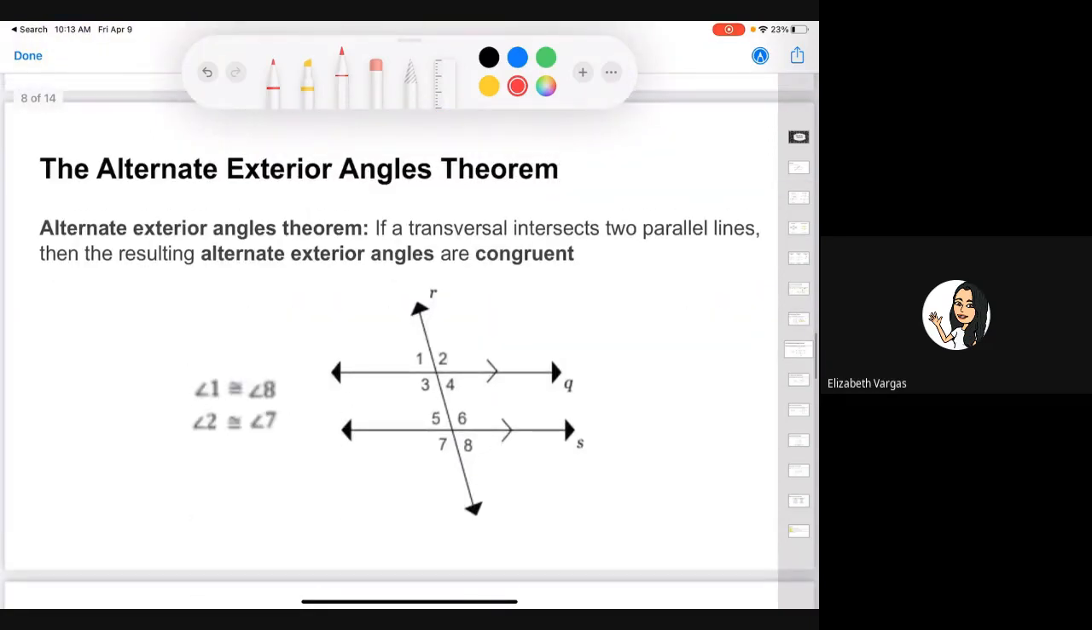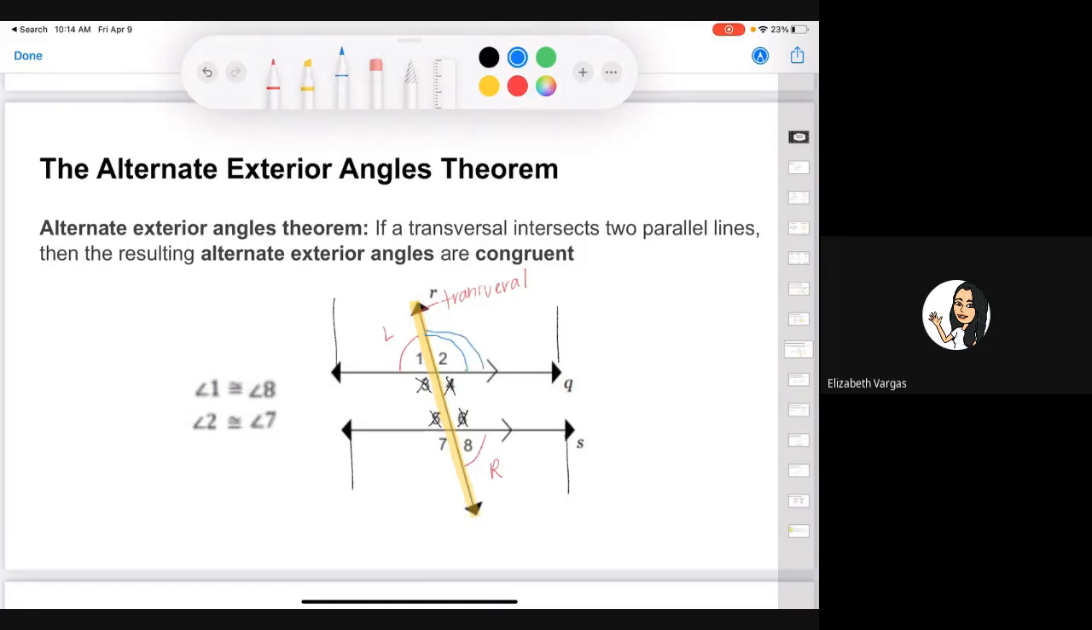We also have alternate exterior angles. Alternate exterior angles, again, are going to be exterior angles. So we're going to do away with all of our interior angles. They're going to be exterior angles that are on alternate sides, so on opposite sides. More specifically, these are going to be on opposite sides of the transversal. So we're looking at this in relation to that line right there. So for example, 1 and 8 are on opposite sides of the transversal. 1 is on the left side of the transversal and the other is on the right side.